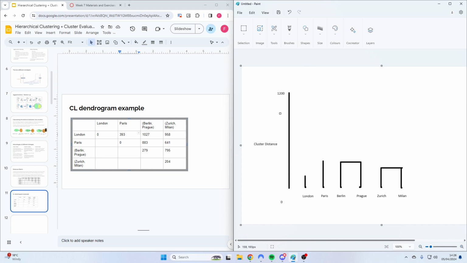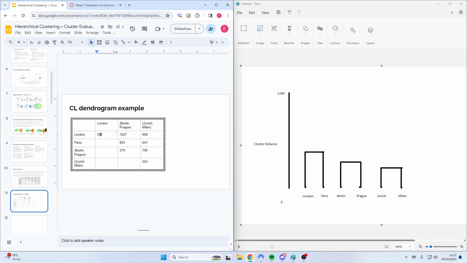So that's probably going to be, it's a third of the 1200, so it's probably going to be about here-ish. So let's go a little bit higher. Probably about there. Okay, so now we've got these 3 clusters. We've combined London and Paris, we've combined Berlin and Prague, we've combined Zurich and Milan, so we've got 3 now. We just need to combine it over here. But the only thing we're actually combining here is the maximum between London to London or London to Paris. And we just get 393.